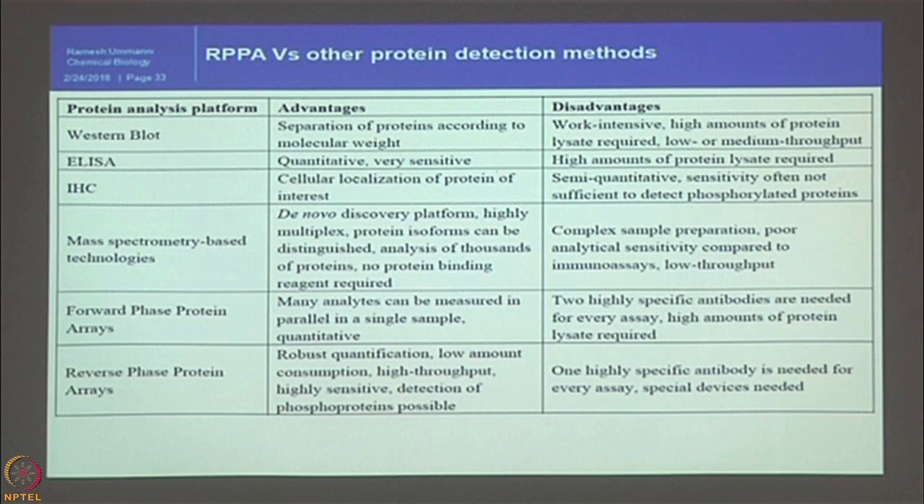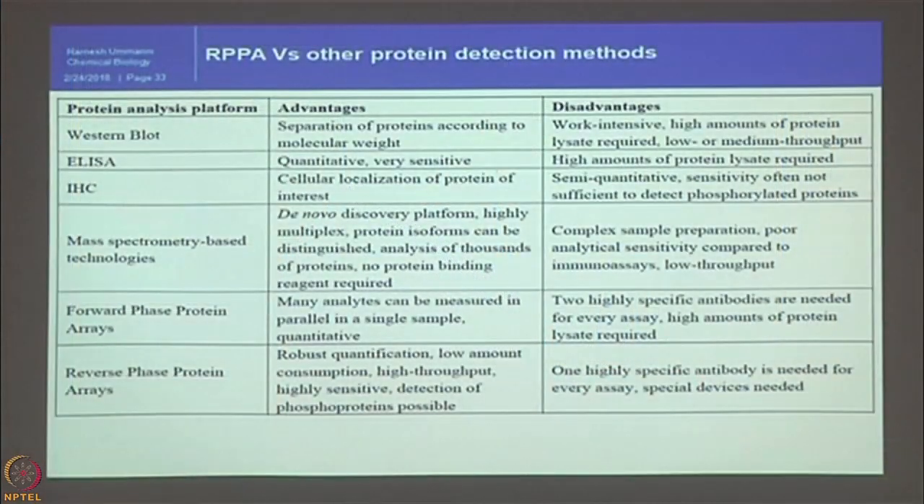And for forward protein arrays, many analytes can be measured in parallel in a single sample, and it is quantitative. The disadvantage is that two highly specific antibodies are required there also, because the antibody captures the analyte, right. So the capture antibody also should be highly specific. But reverse phase protein array offers robust quantification, low sample consumption, high throughput, high sensitivity, and detection of phosphoproteins. I am not saying that it overcomes all the disadvantages of the methods mentioned here. It also has a limitation that it requires highly specific antibody, every assay needs to be optimized, and special devices are required for this technique as well.